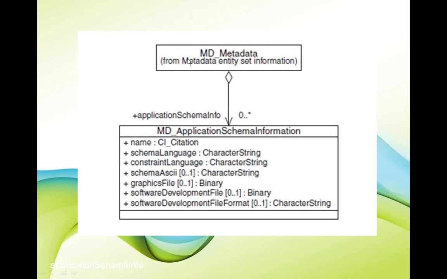And then this goes through metadata. MD metadata contains the application schema information. This is optional and repeatable. And this is the citation, the schema language and constraints used, the schema ASCII, the graphics binary file, software development files and formats, etc.